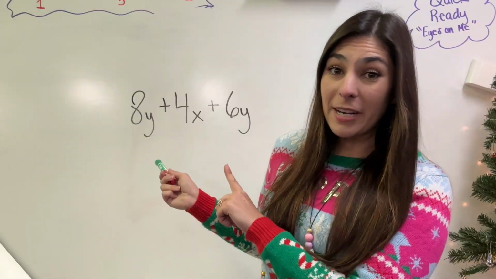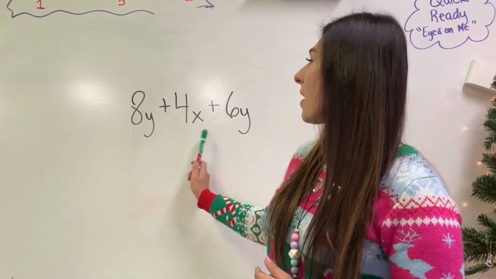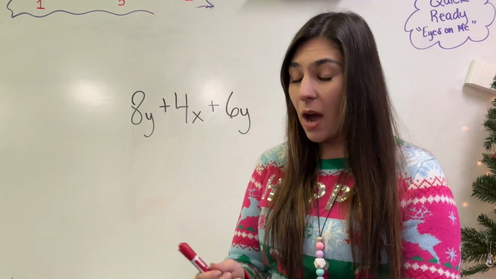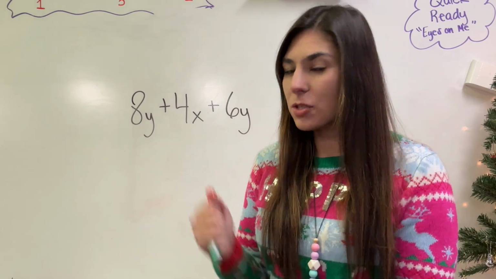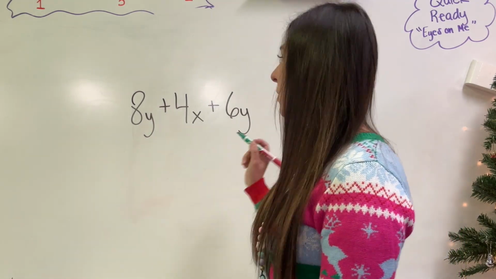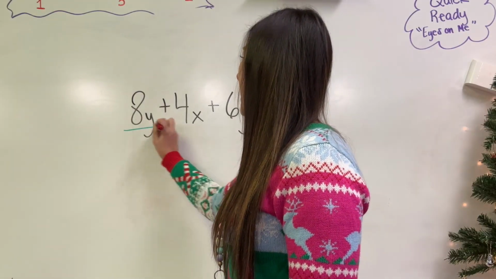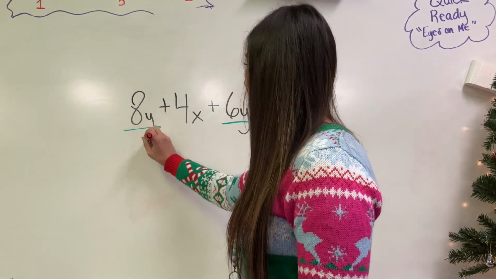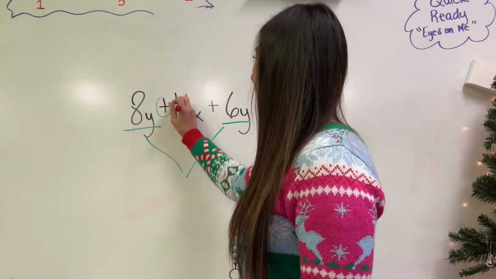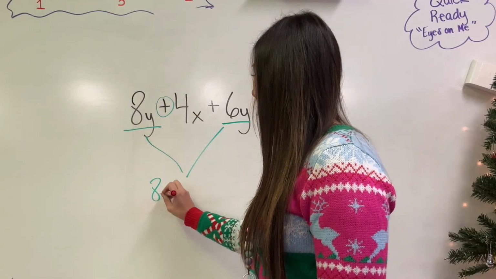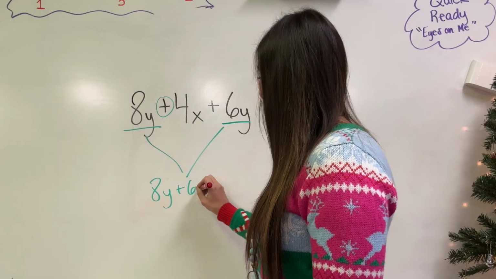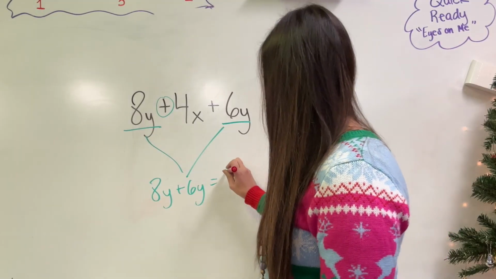Let's do another one. So for our next problem, I have 8y plus 4x plus 6y. Now, I'm going to combine my like terms. I have two numbers with y in them. So I'm going to take my 8y and my 6y, and I'm going to add them. So 8y plus 6y. So 8 plus 6 is 14.